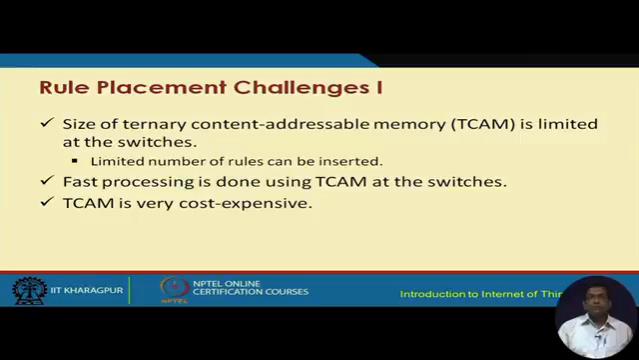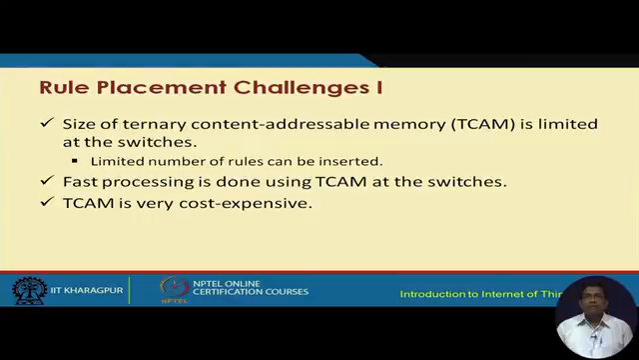So, where do we place these rules? They are placed in the OpenFlow flow tables, and these flow tables are stored in the switches. The size of these flow tables is such that they have to be stored in a specialized memory known as TCAM, ternary content addressable memory. These memories are very limited in size, so only a limited number of rules can be inserted in these flow tables.